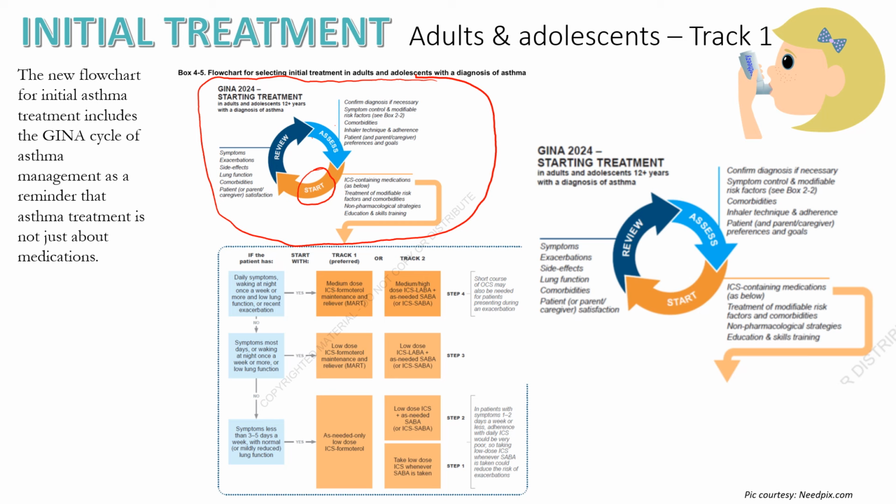Treatment of modifiable risk factors and comorbidities should be instituted simultaneously, otherwise proper asthma control will not be achieved. Non-pharmacological strategies for modifiable risk factors like smoking and obesity should be started as soon as possible. Besides this, education and skills training for the use of inhaler should also be started. And one must review symptoms, exacerbation, side effects of the drugs, lung functions, comorbidities and patient or parent caregiver satisfaction, which is also very important.